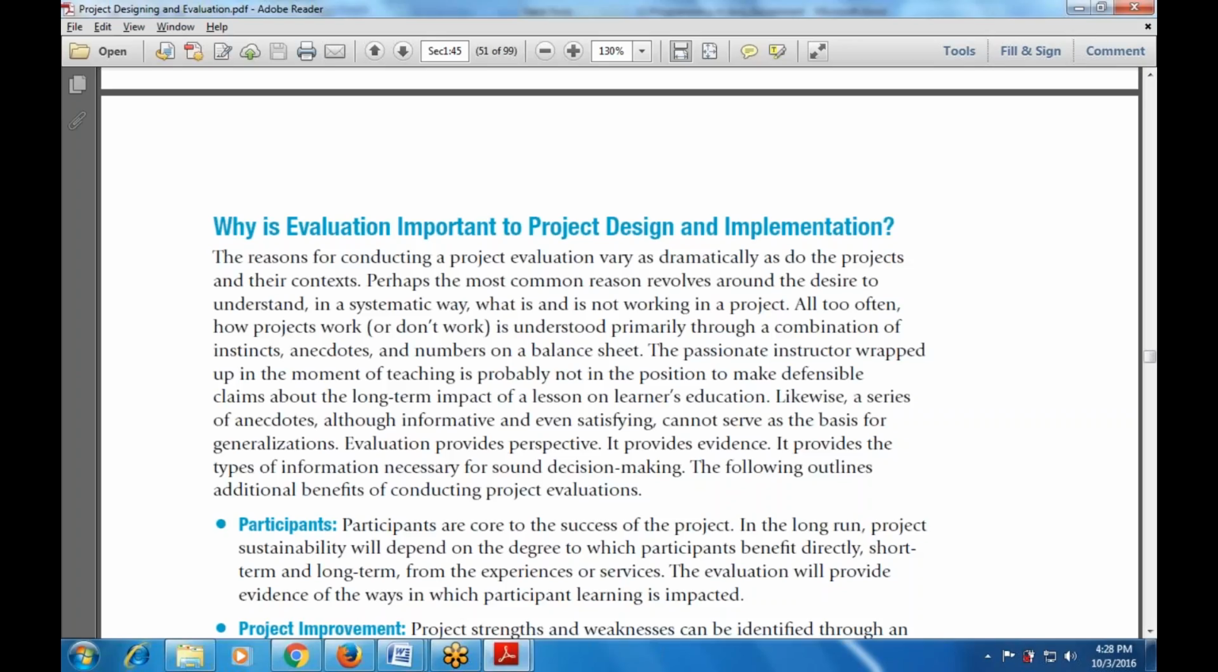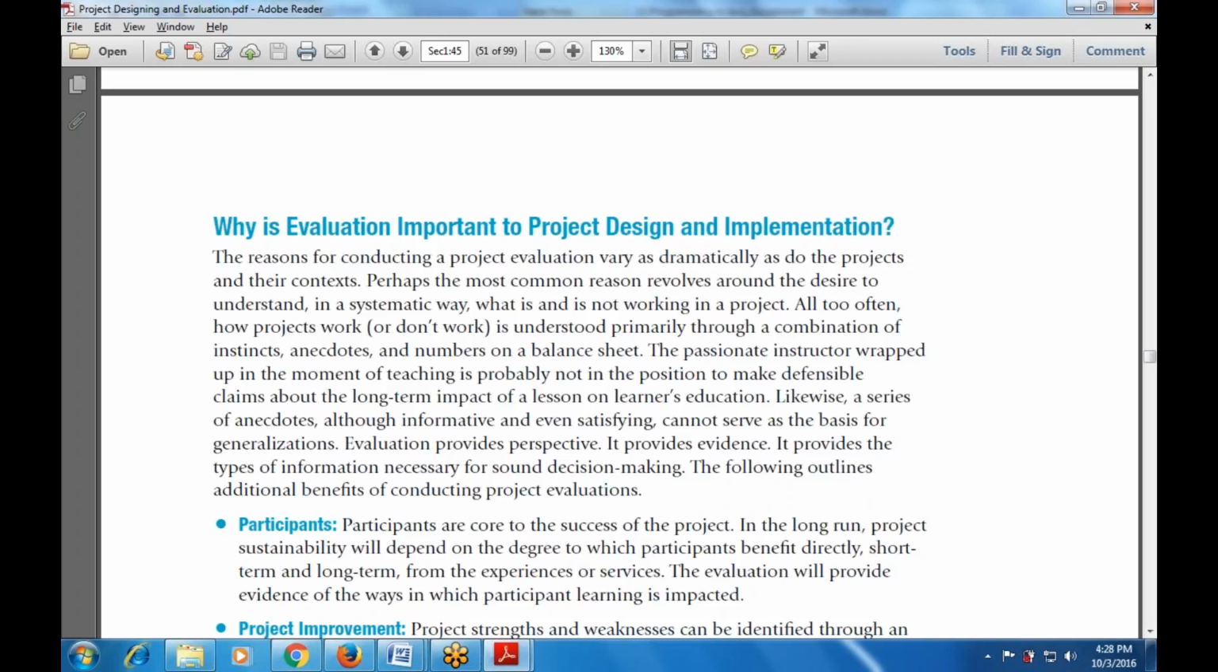Likewise, informative and even satisfying terms cannot serve as a basis for generalizations. And the evaluation also provides perspective. That means it provides perspective on whether we are going to continue with the same procedure or whether we are going to develop the same attributes.